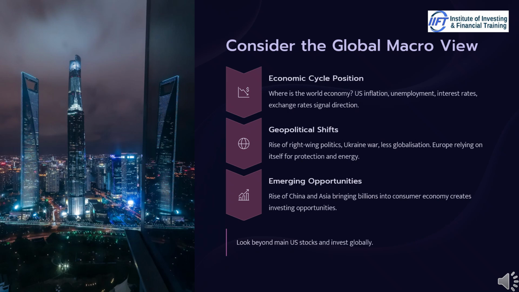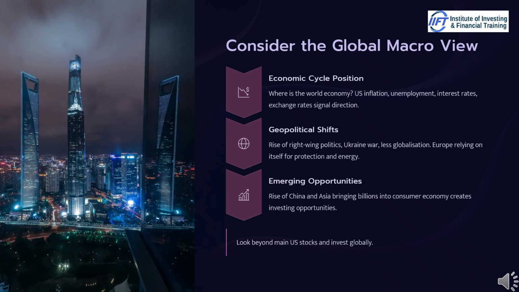The global macro view is the backdrop to your portfolio. Where in the economic cycle is the world's economy right now? As the US is the dominant player in the world, the trend in US inflation, unemployment, interest rates and exchange rates all point to where the economy is heading next, and consequently where stock prices are heading.